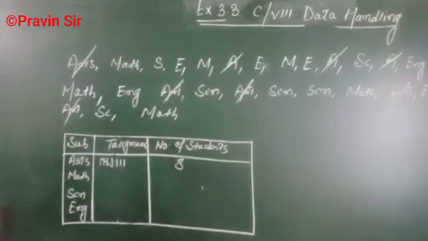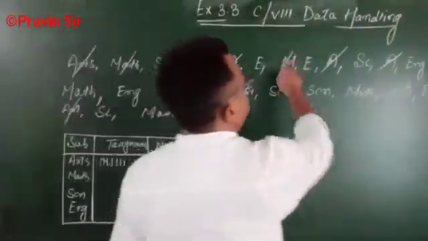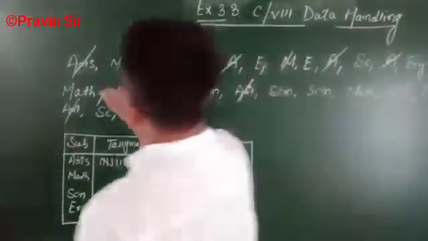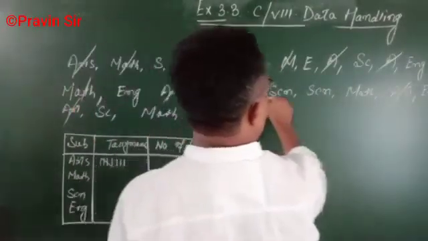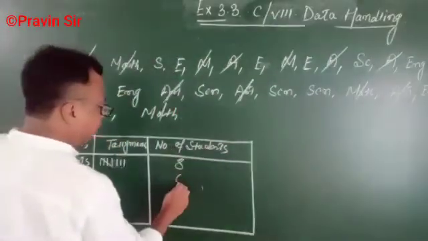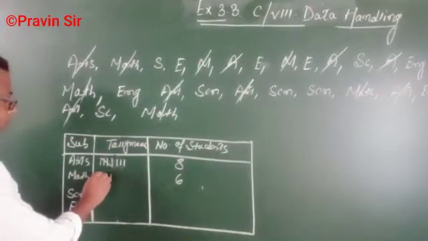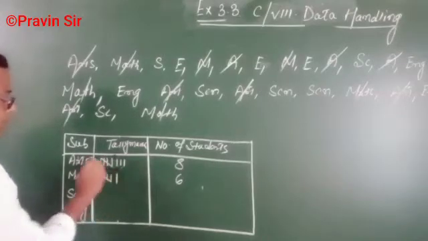Okay, now mathematics. Let us see how many students like mathematics. 1, 2, 3, 4, 5, 6. So 6 students like mathematics. We will write the tally marks like this: 1, 2, 3, 4, 5, and 6.